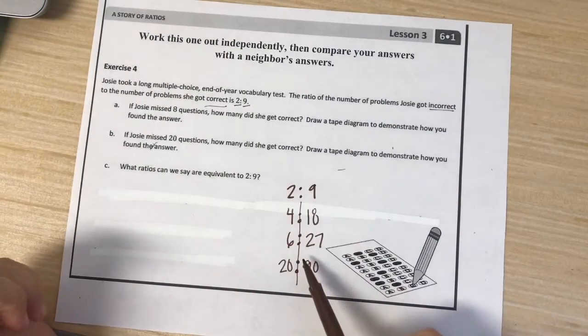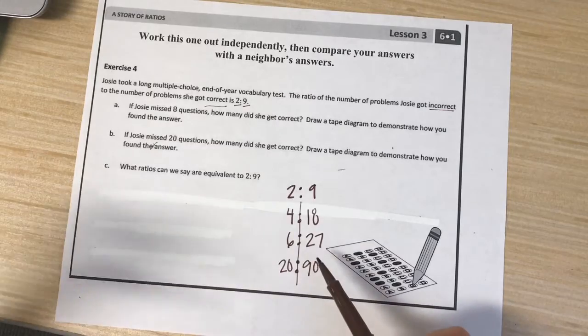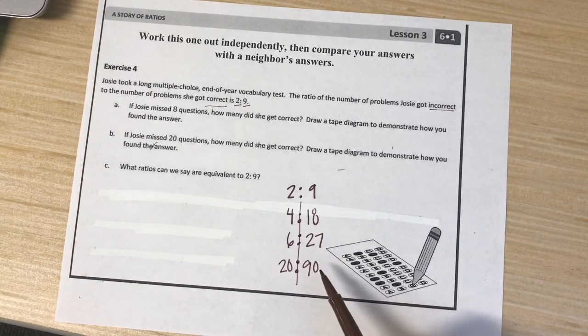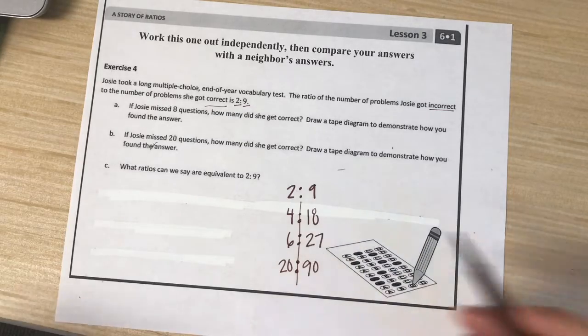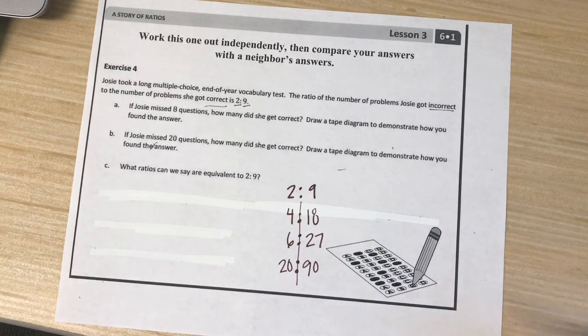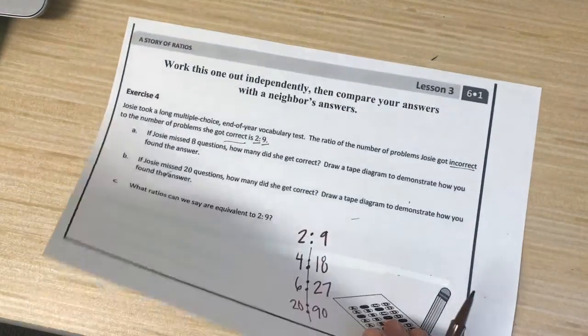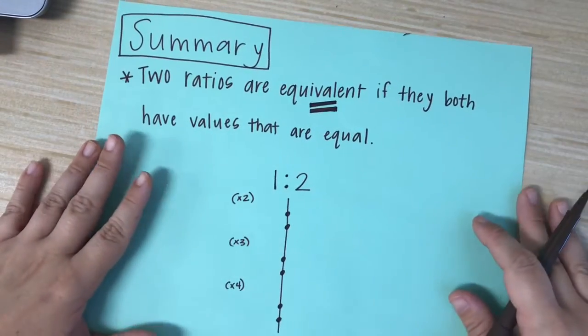That's all we're doing, multiplying the original ratio by whatever that value is. So multiplying both sides by 10. Multiplying both sides by 2 is what we've done here. As long as you're multiplying both sides, you will have equivalent ratios. So that brings us to our summary.